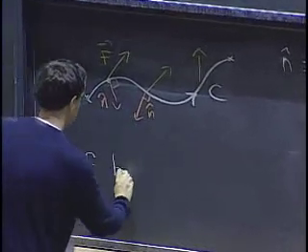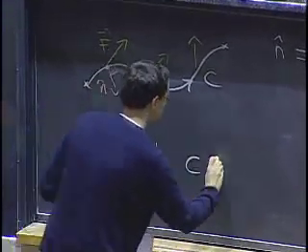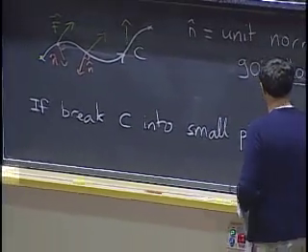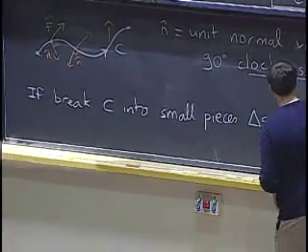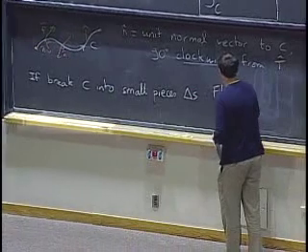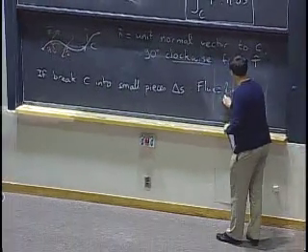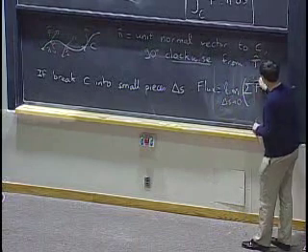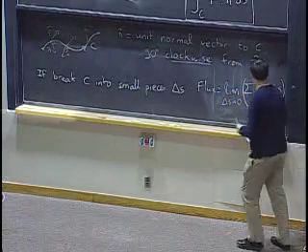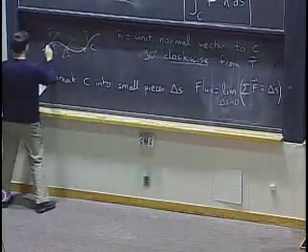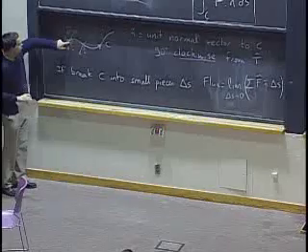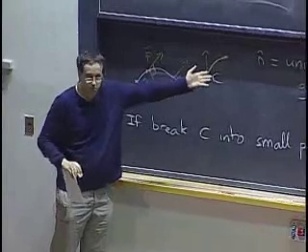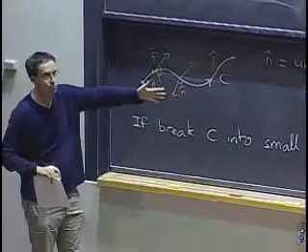What this notation means is that if we actually break C into small pieces of length delta S, then the flux will be the limit, as the pieces become smaller and smaller, of the sum of f dot n delta S. I take each small piece of my curve, I do the dot product between f and n, and I multiply by the length of a piece, and then I add these together. That's what the line integral means. Of course, that's not how I will compute it.